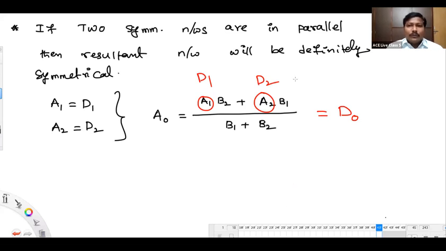Definitely symmetrical only. What to check here again? If two symmetrical networks are in parallel, then the resultant network will definitely be symmetrical. Yes, correct statement only. What's the doubt in that, Bhaskar?